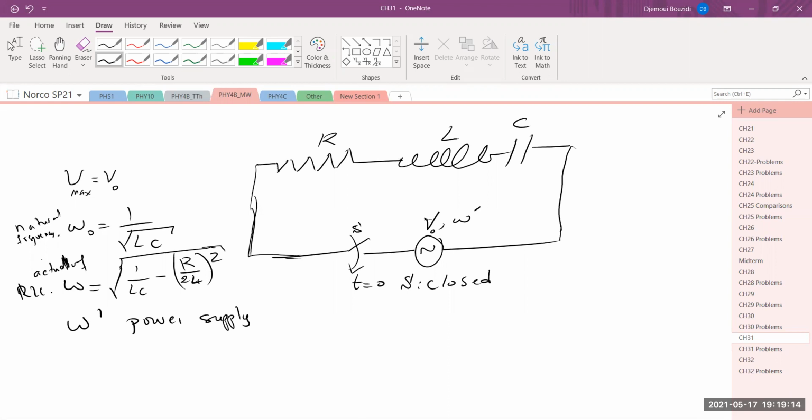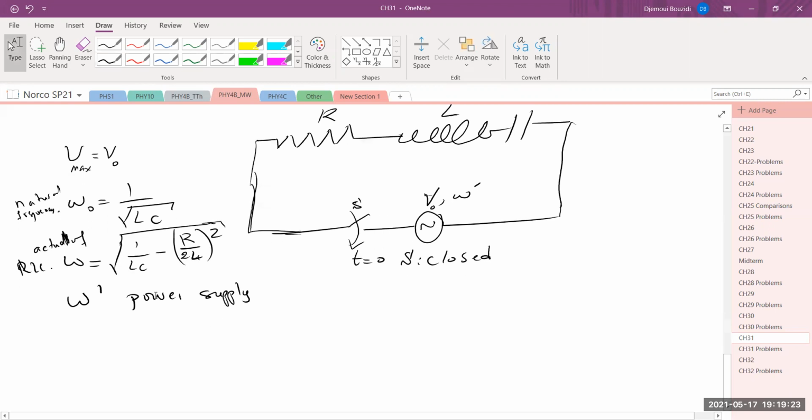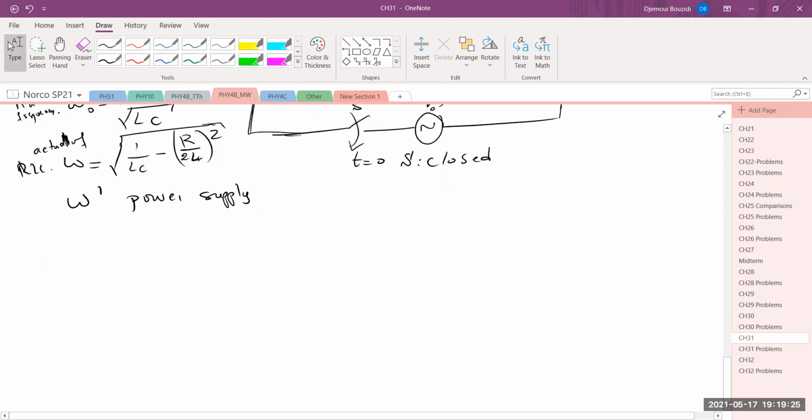One is the power supply, and the other 2 have to do with your own circuit: how much capacitance you bring and how much resistance you bring. Let's keep some numbers in here, because it really helps to visualize things with numbers. I'm going to take L to be 470 millihenry, which is a big value. I'm going to take the capacitor to be about, let's say, 10 microfarads.